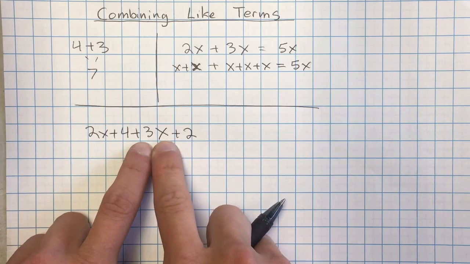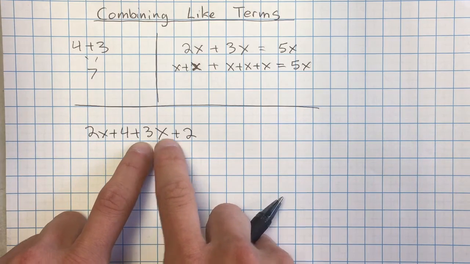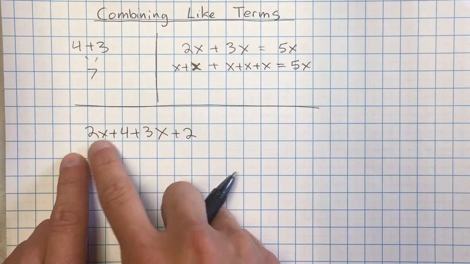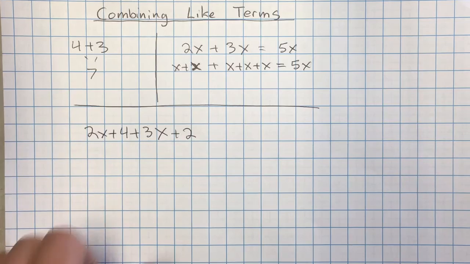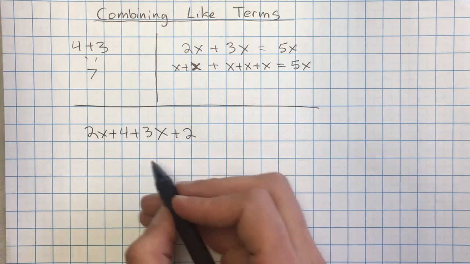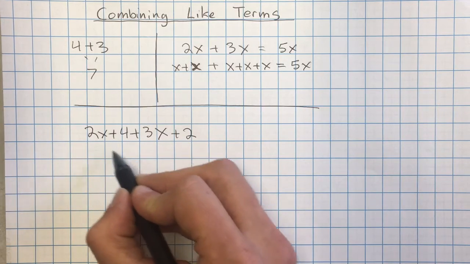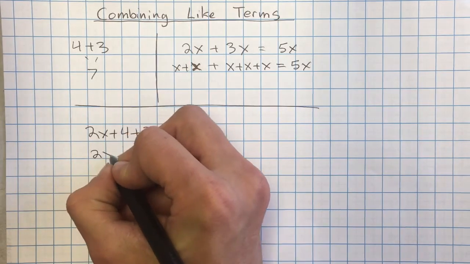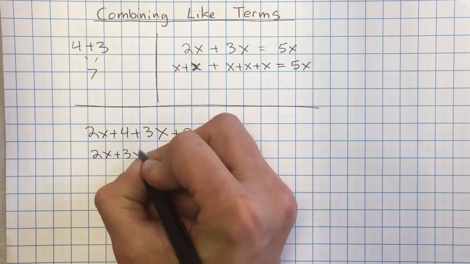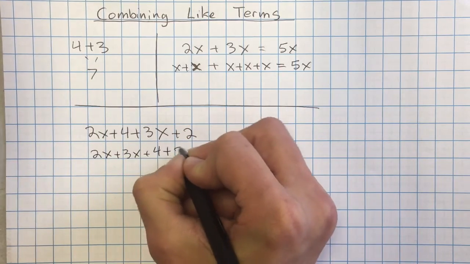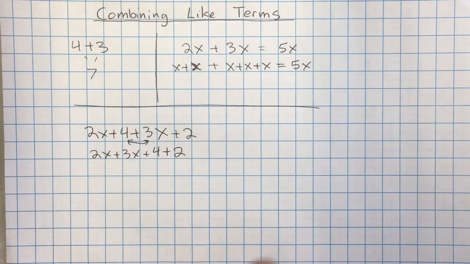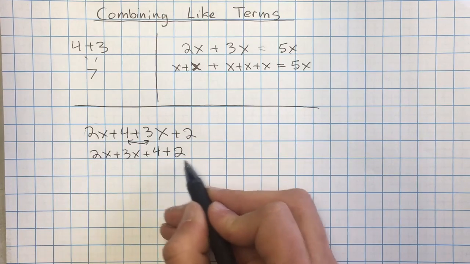However, I do have 3 x's over here. So I know I can add those 2 x's and 3 x's. We kind of think of these as 4 different parts. Now the commutative property, which we talked about with algebraic properties a while ago, tells us if we're just adding, we can actually change the order of these. So I could just make my life easier. Sometimes I like to rewrite this as 2x plus 3x plus 4 plus 2. All I've done is switch the order of these. If you're just doing addition, you can move any of these chunks around.